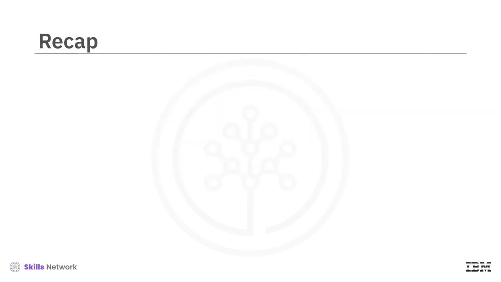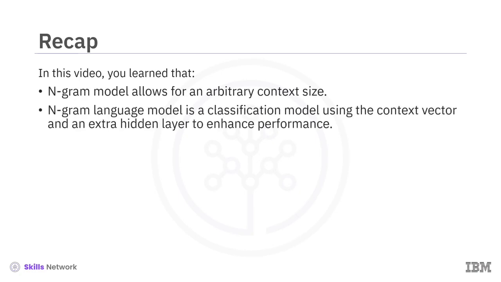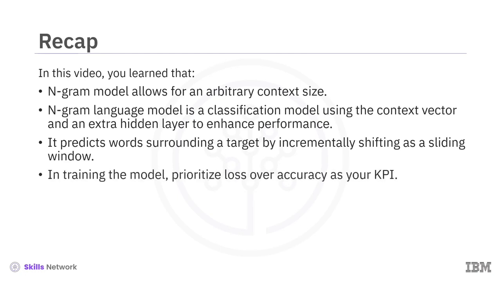Let's now recap what you learned. In this video, you learned that an n-gram model allows for an arbitrary context size. In PyTorch, the n-gram language model is essentially a classification model, using the context vector and an extra hidden layer to enhance performance. The n-gram model predicts words surrounding a target by incrementally shifting as a sliding window. In training the model, prioritize the loss over accuracy as your key performance indicator, or KPI.